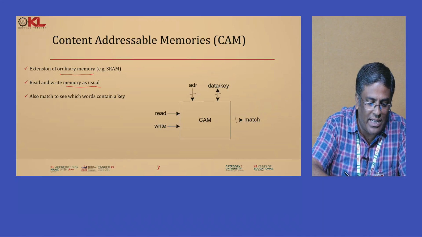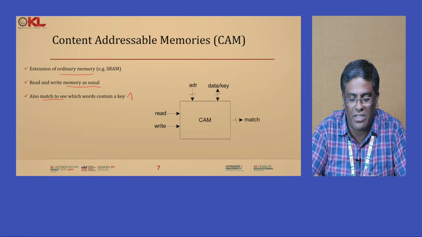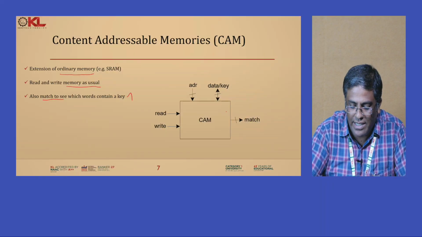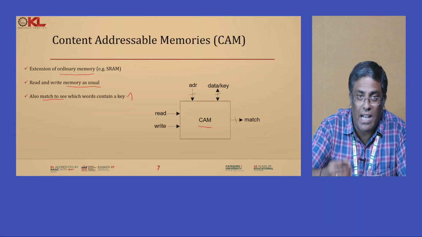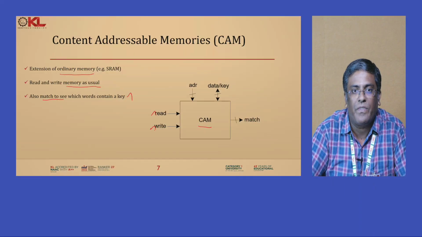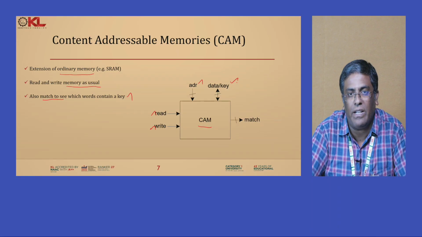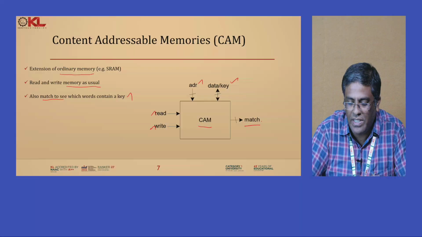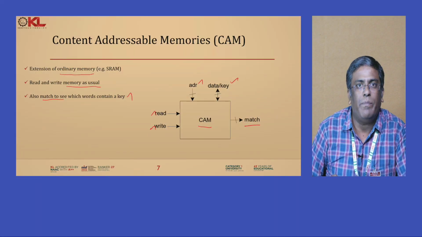That is the reason why we can see a match to determine which words contain the key, which we will understand on the forthcoming slide. Let's see what the general architecture looks like. We have a CAM block, the content addressable memory block. As in normal memory architecture, we have the read operation and the write operation, followed by the address line and the data key. There is also one signal called match, right. Let's see what match is.